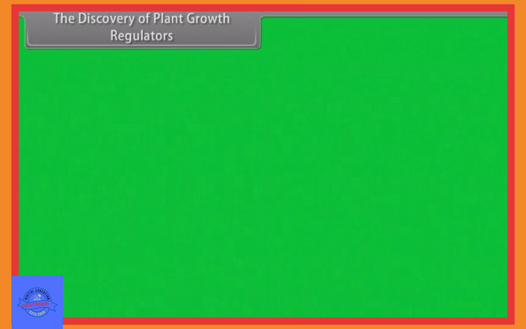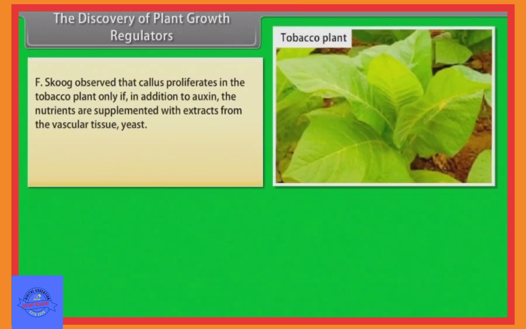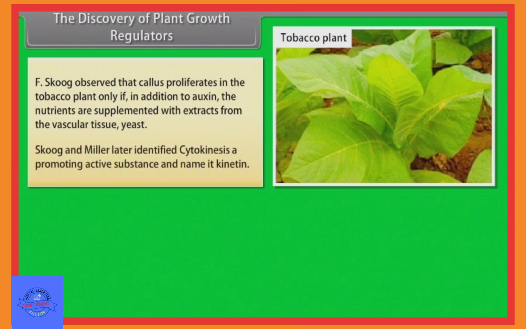The discovery of plant growth regulators. F. Skoog observed that callus proliferates in the tobacco plant only if, in addition to auxin, the nutrients are supplemented with extracts from the vascular tissue, yeast. Skoog and Miller later identified a cytokinesis promoting active substance and named it kinetin.